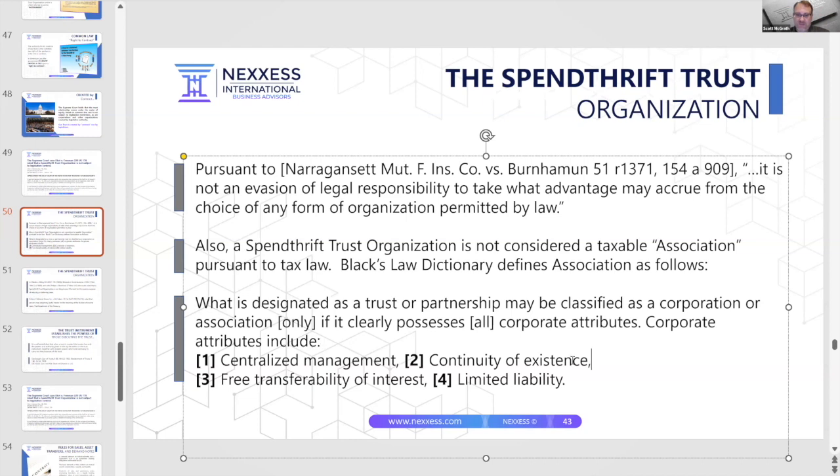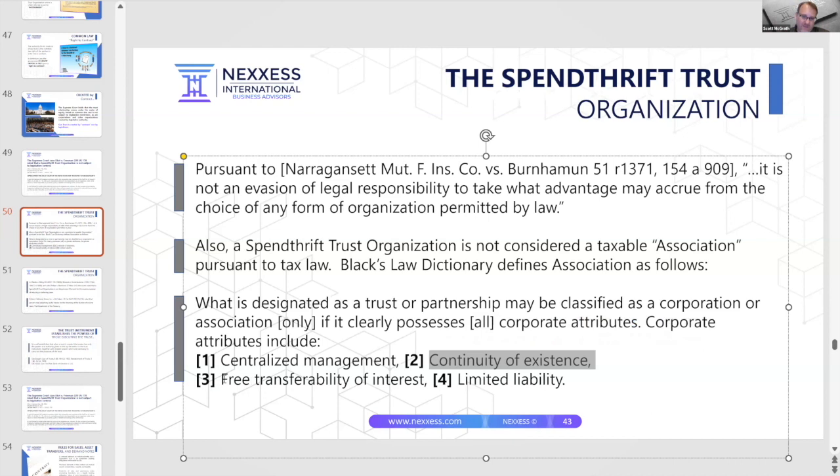It does not have continuity of existence. Why? When you set up a trust, it has an end date. It's called the law of perpetuity. Our trust has an end date, meaning it doesn't go forever. You set up an LLC or corporation, it technically goes forever. It doesn't have an end date. Our trust does not have continuity of existence.